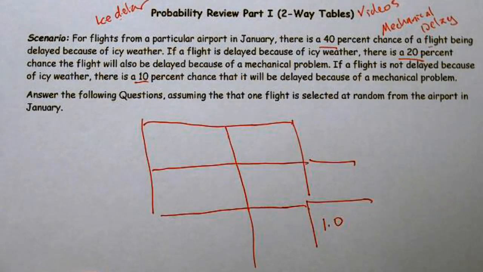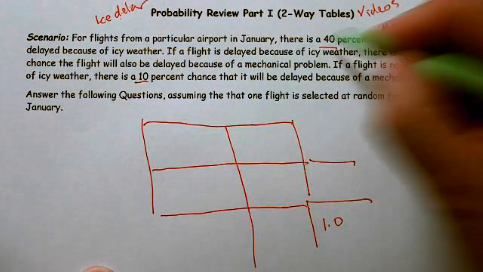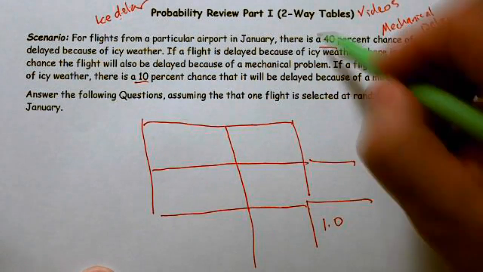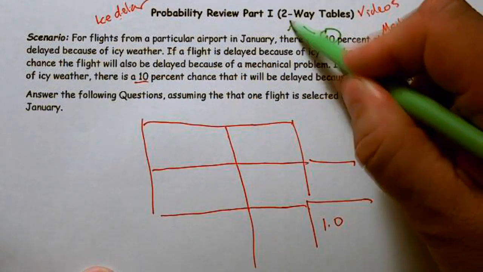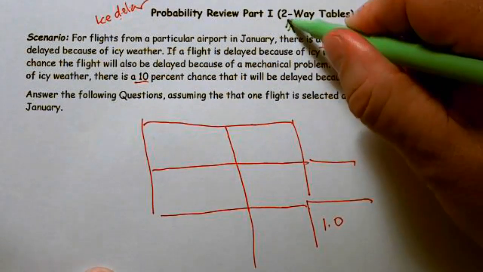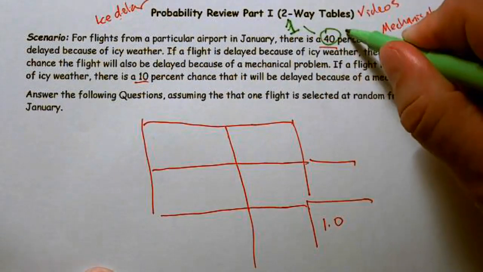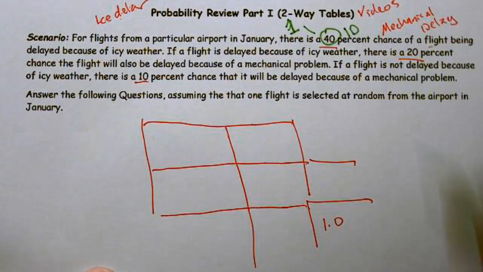So I'm going to reread this real quickly, and I'm looking for a number that is only associated with one variable. For flights from a particular airport in January, there's a 40% chance of a flight being delayed because of icy weather. That appears to be one variable. It appears to be ice delay. So this is the one associated with one variable, and it's associated with an ice delay. So I'm going to put an ID, ice delay.